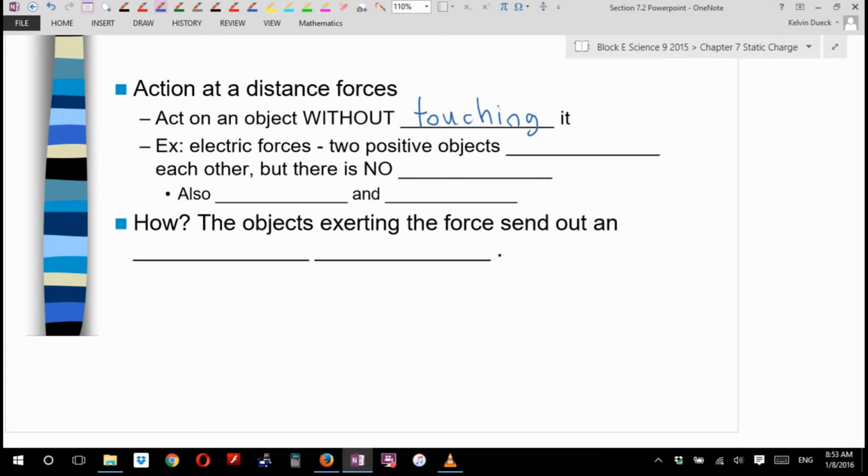So, what's an example of an action at a distance force? Magnets. Do you have to touch magnets together before they exert a force on each other? No. And in fact, if you have the magnets opposing each other, you can't touch them together, but you can feel you're trying to push them closer and closer, and they won't go together. You guys have tried that before, right? Oh, and another example of an action at a distance force is electric forces. 2 positive objects repel each other, but there is no contact. Another good example, magnets.